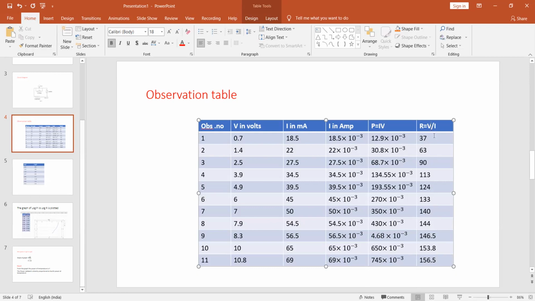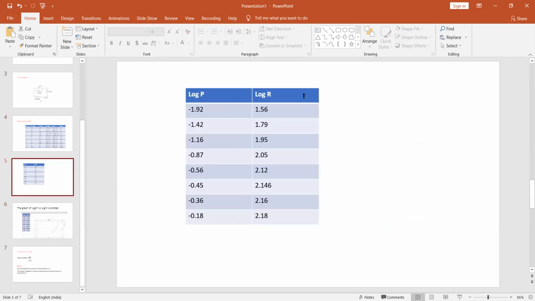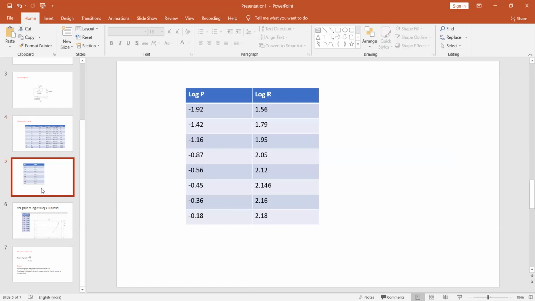That is, for various resistances, we calculate the power and we make another table, that is log P and log R. We take first the log of 12.9 into 10 raised to minus 3. Then we take the log of 37. In the second row, log of 30.8 into 10 raised to minus 3, and log of 63. And the table is like this.